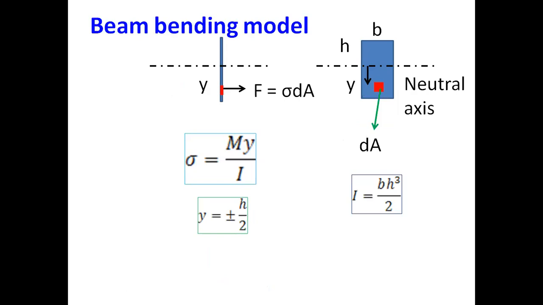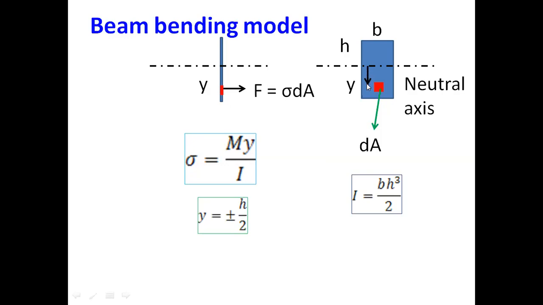Sigma is equal to My by I. Y could be plus or minus h by 2 for a rectangular cross-section beam. This is the rectangular cross-section beam. This is the neutral axis. Y in the downward direction we are taking positive. So in the downward direction it will be positive, and the value of y at the neutral axis is 0.